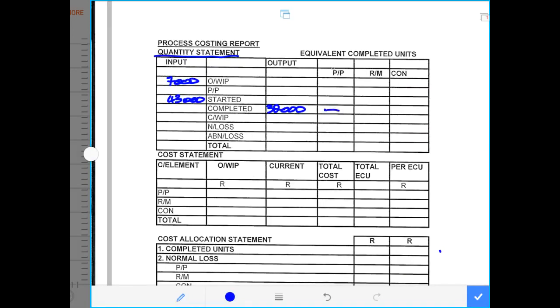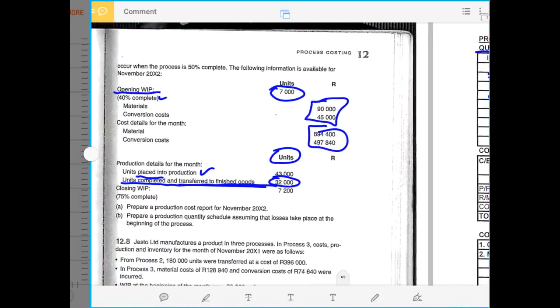Previous process, we don't record anything. This is PP, previous process. We don't record anything because there is only one single process. So now under previous process, there is nothing to record. Meaning throughout, there is nothing that will affect the previous process because we are only dealing with the first process. Then under raw material, we record the whole 32,000 because the units are complete in terms of everything. And also with regard to conversion cost, these units are complete. So now we record the same amount throughout.